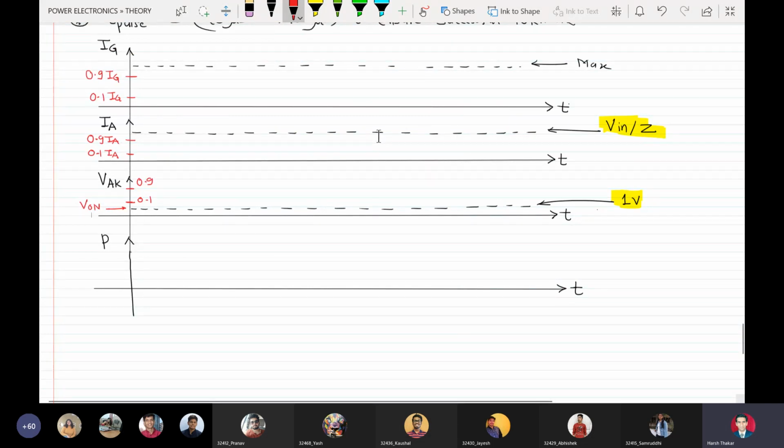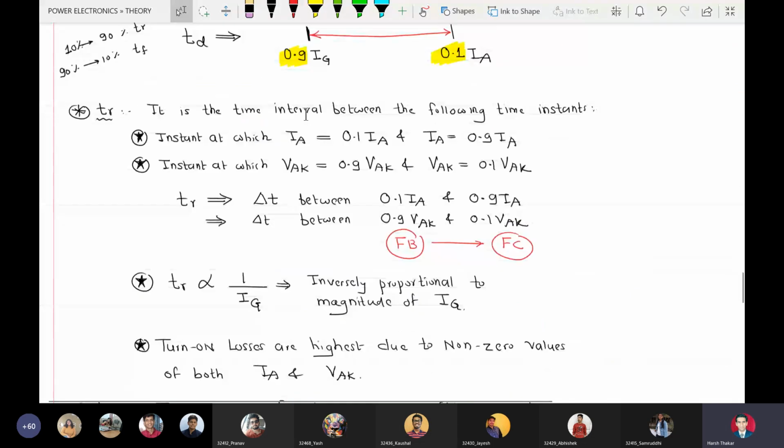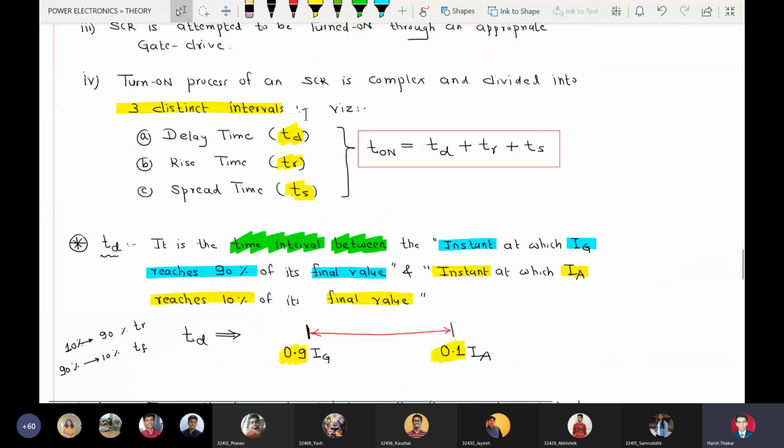So we will develop these waveforms in the next session, that is tomorrow. So all this definition will be better appreciated then.